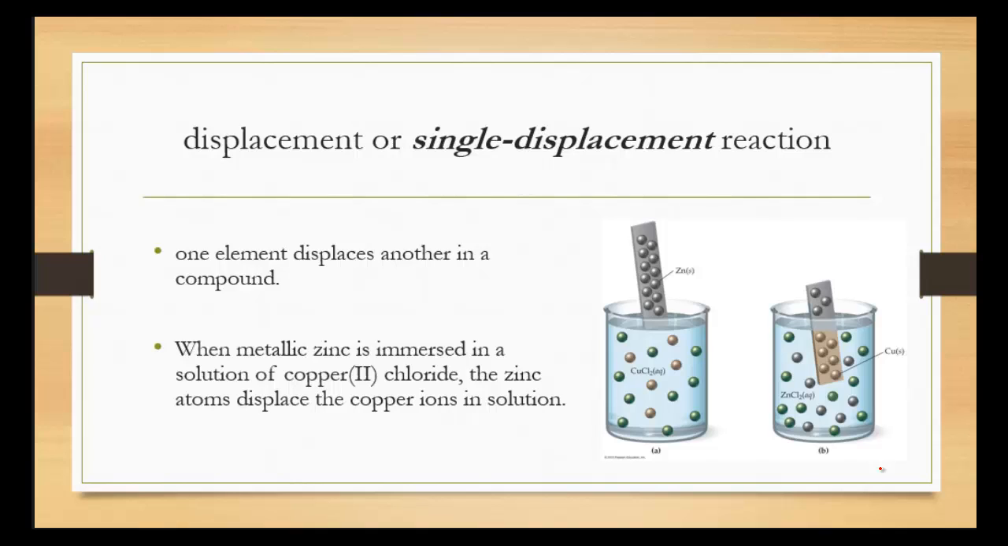A single displacement reaction involves an element and another compound. For instance, here we have zinc reacting with copper chloride. The copper and the zinc are going to switch places. And so therefore, this molecule here is going to end up being coated with copper.